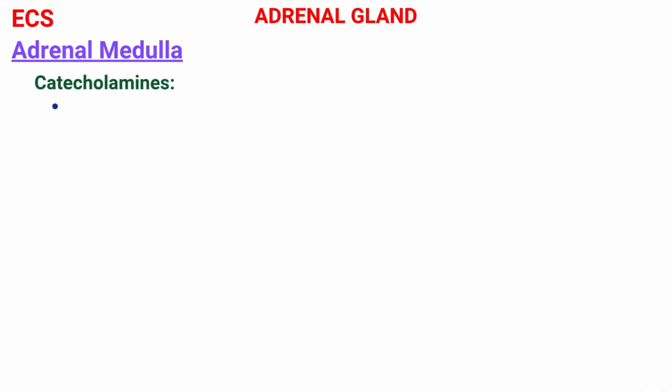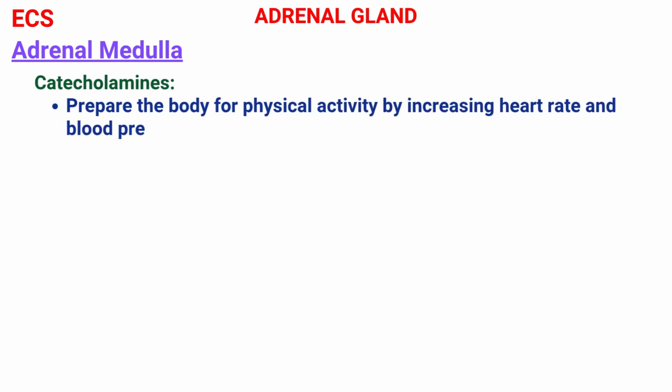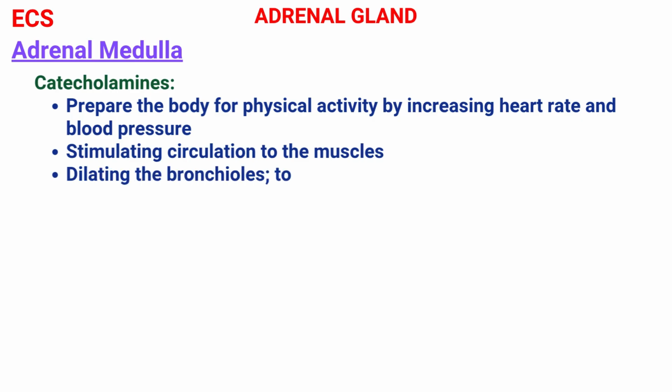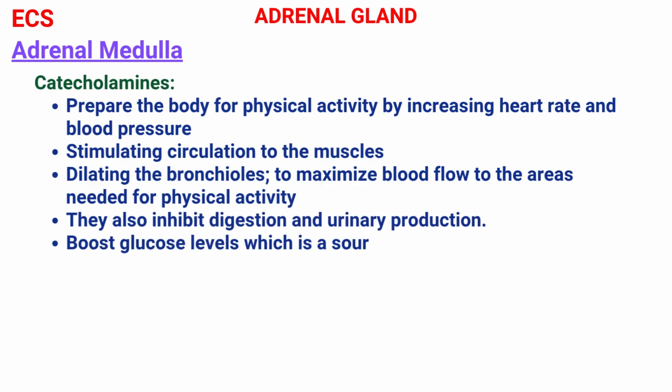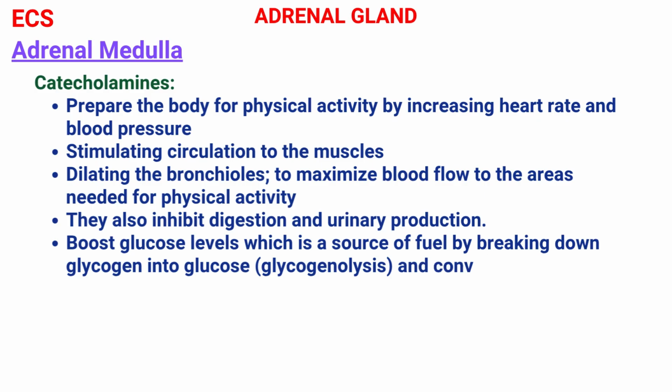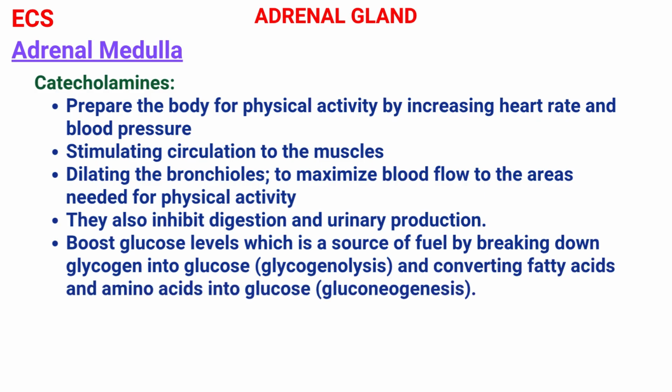So, these catecholamines prepare the body for physical activity by increasing heart rate and blood pressure, stimulating circulation to the muscle, and dilating the bronchioles to maximize blood flow to the areas needed for physical activity. They also inhibit digestion and urinary production. It also boosts glucose levels, which is a source of fuel, by breaking down glycogen into glucose and converting fatty acids and amino acids into glucose.